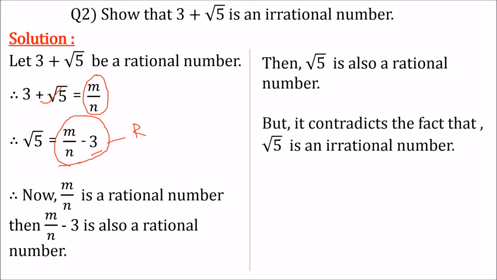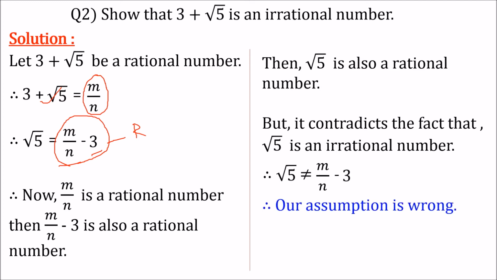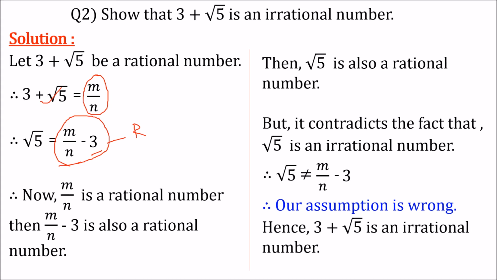But it contradicts that root 5 is an irrational number. We know that root 5 is not rational, it is an irrational number, but I am getting root 5 as a rational number. That means root 5 cannot be equal to m upon n minus 3. Therefore our assumption is wrong. Hence 3 plus root 5 is an irrational number.